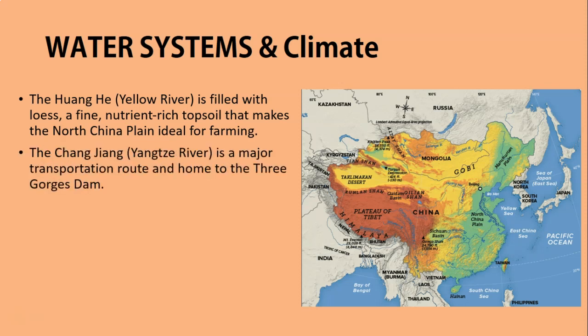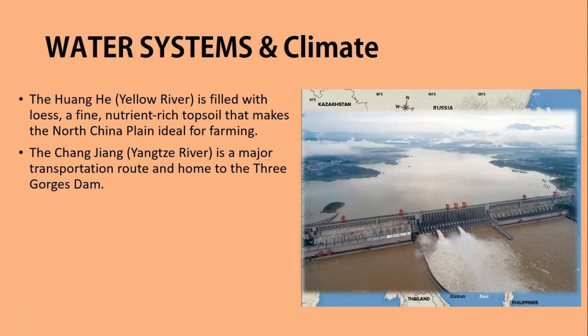Now, our other major river is the Yangtze River, and it is in the southern section of the country right here. Now you might think, oh, the river, its main purpose is going to be to help with farming. It does help with farming, but it is really a major transportation route for China, and it's home to the Three Gorges Dam, which is this massive dam that you see right here.